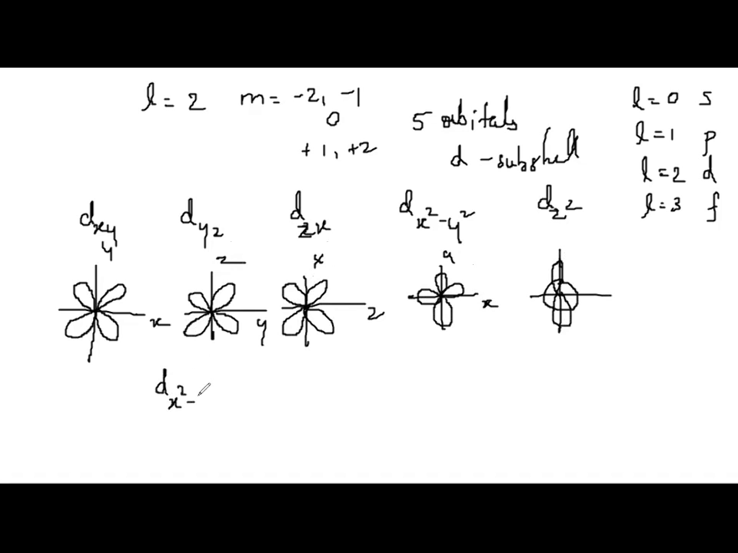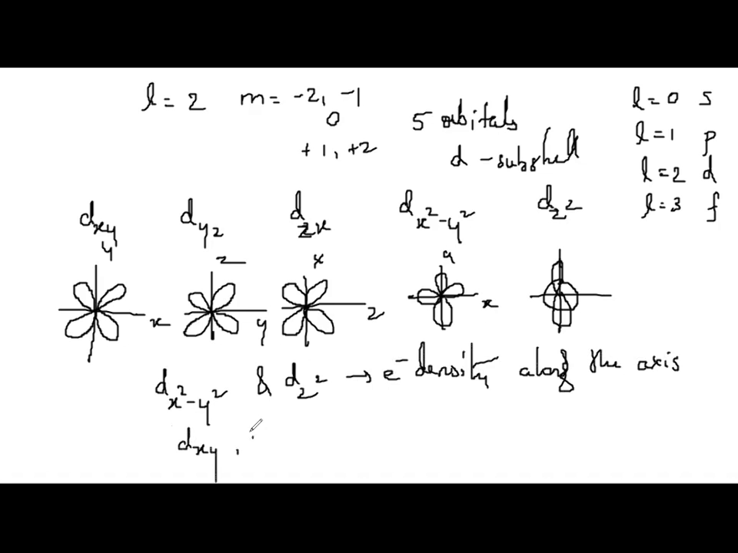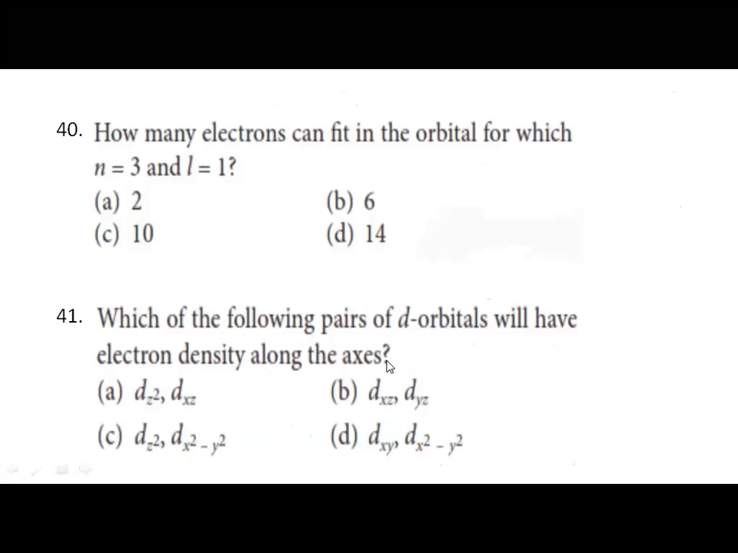Therefore, we say dx square minus y square and dz square orbitals have electron density along the axis. Whereas dxy, dyz and dzx have electron density in between the axis. So our question says, which of the following pairs of d orbitals will have electron density along the axis? Which will have along the axis? dz square and dx square minus y square. These will have electron density along the axis. So option C is the correct option.